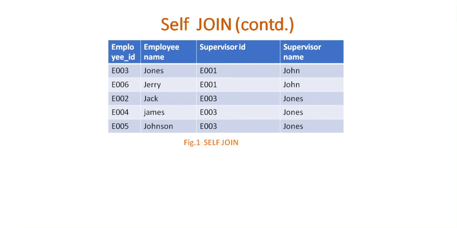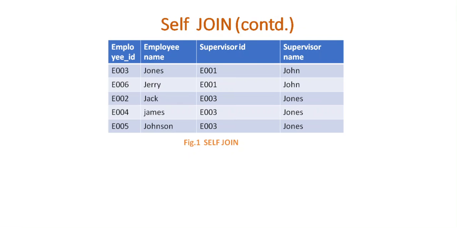Okay, see the captions. We have given aliases. Your original attribute name is EID, but instead of that, we have given employee ID. That's why employee ID is written. Your original attribute name is ename, but we have written employee name. That's why employee name is written.